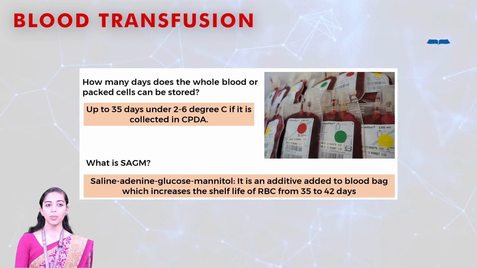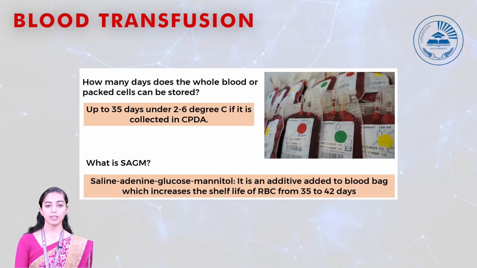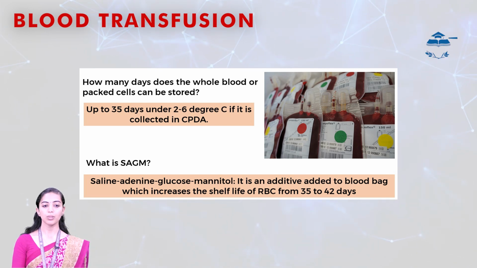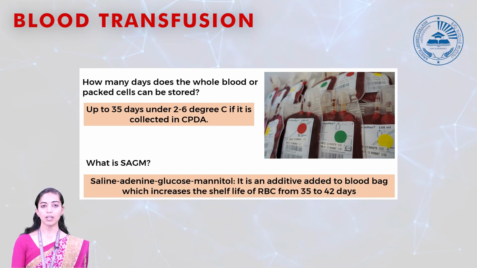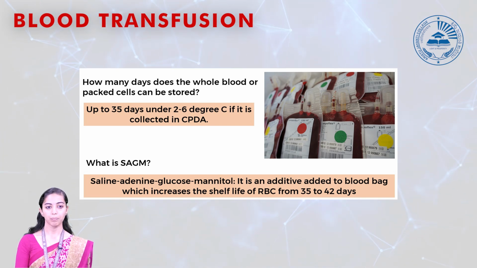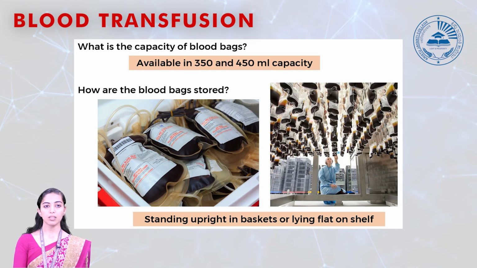Now, how many days can the whole blood or the packed cells be stored? It can be stored up to 35 days at 2 to 6 degrees Celsius if it is collected in CPDA bags. There is something called SAGM also. SAGM is saline adenine glucose mannitol. It's an additive which is added to the blood bag, which will increase the shelf life of the RBC from 35 to 42 days.